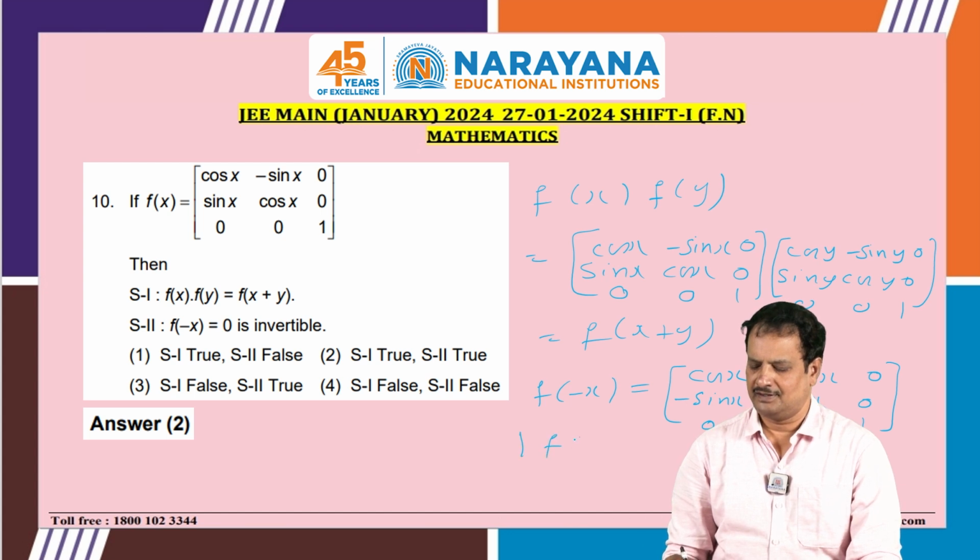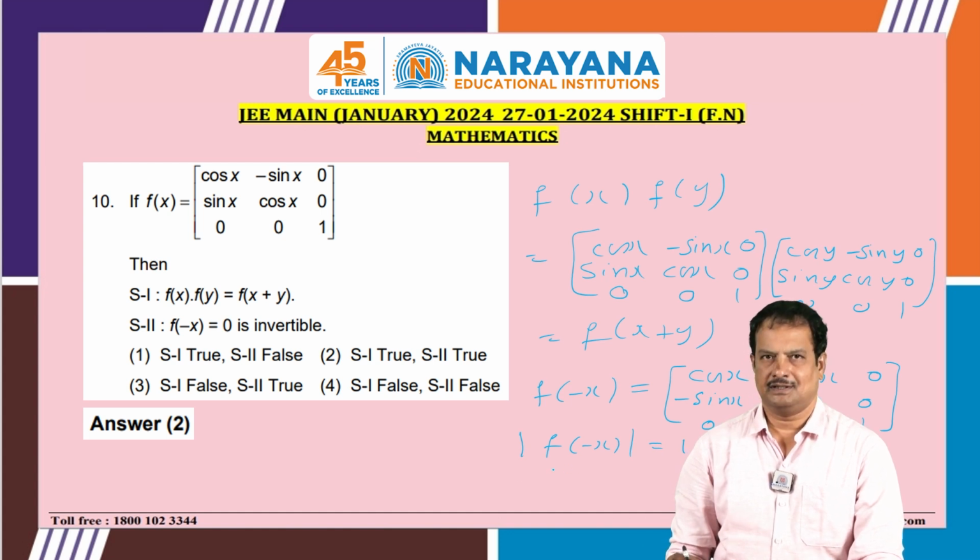So determinant of f of minus x is equal to 1, which is not equal to 0. So that means f of minus x is invertible, because a matrix is invertible if and only if it is non-singular. Yes, it is non-singular. That's why statement 1 is also true there. That's why we can say that the second one is the answer for this.